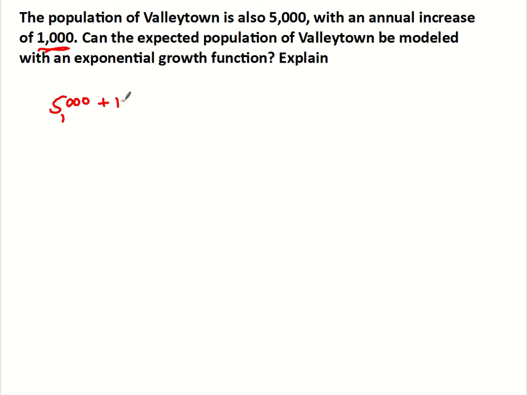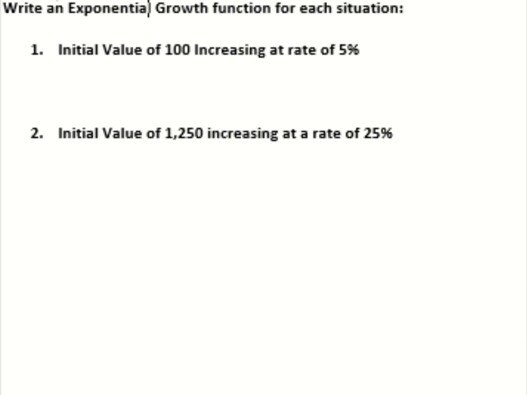I could write that as a linear function because that'd be 1,000x and the starting value is 5,000. So that would be 5,000 plus 1,000x is equal to y. Then I can plug in however many years. After 5 years, I would plug that in, and now the population would be 10,000, and so on and so forth. So this would not be an example of exponential growth.